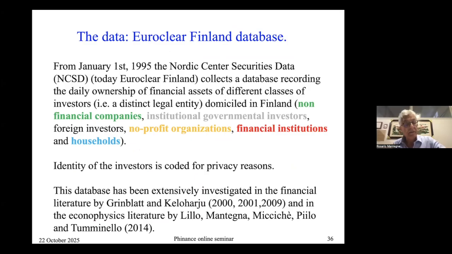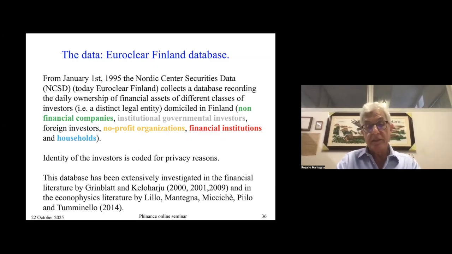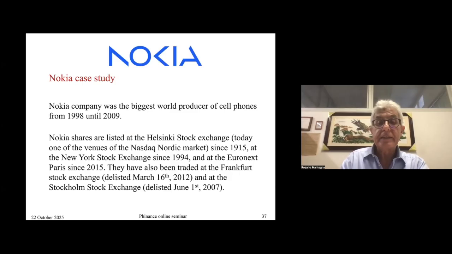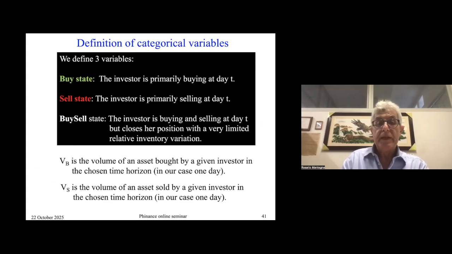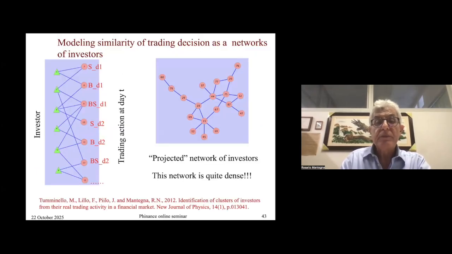And in fact, we and other scholars have studied this. For example, we studied a very important company, Nokia, and I have no time to go through it, but the point was that by building up an analysis in terms of categorical variables concerning the buy state, the fact that an investor is primarily buying at a given time, or the sell state, that an investor is primarily selling, or a buy-sell state, what we could do is see whether there is a behavior of groups of investors that are highly similar among them. This can be done by analyzing the system in a proper way.